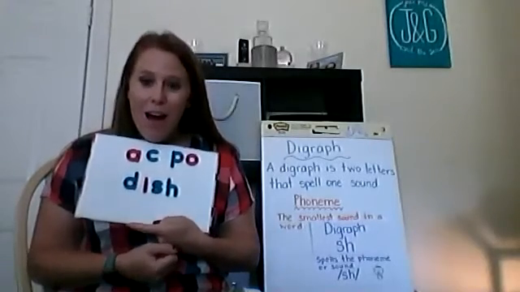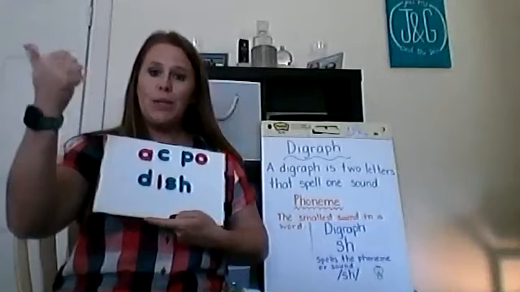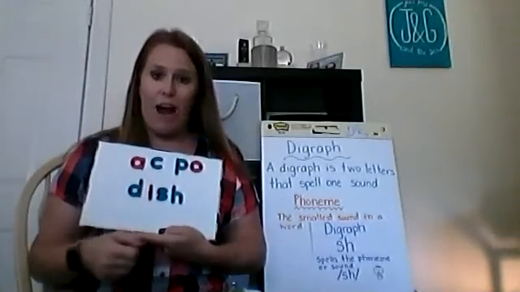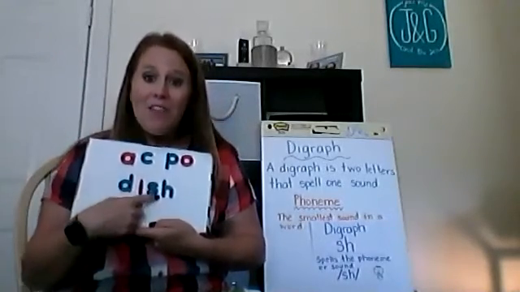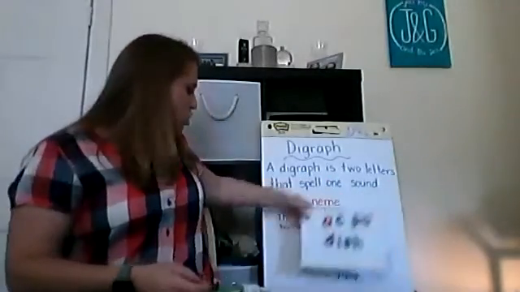Dish. Good job. So now we're going to write our word one more time. Let's sound it out. D, I, sh. And where do we hear that digraph? At the end of the word. Great job. So let's write our word dish.